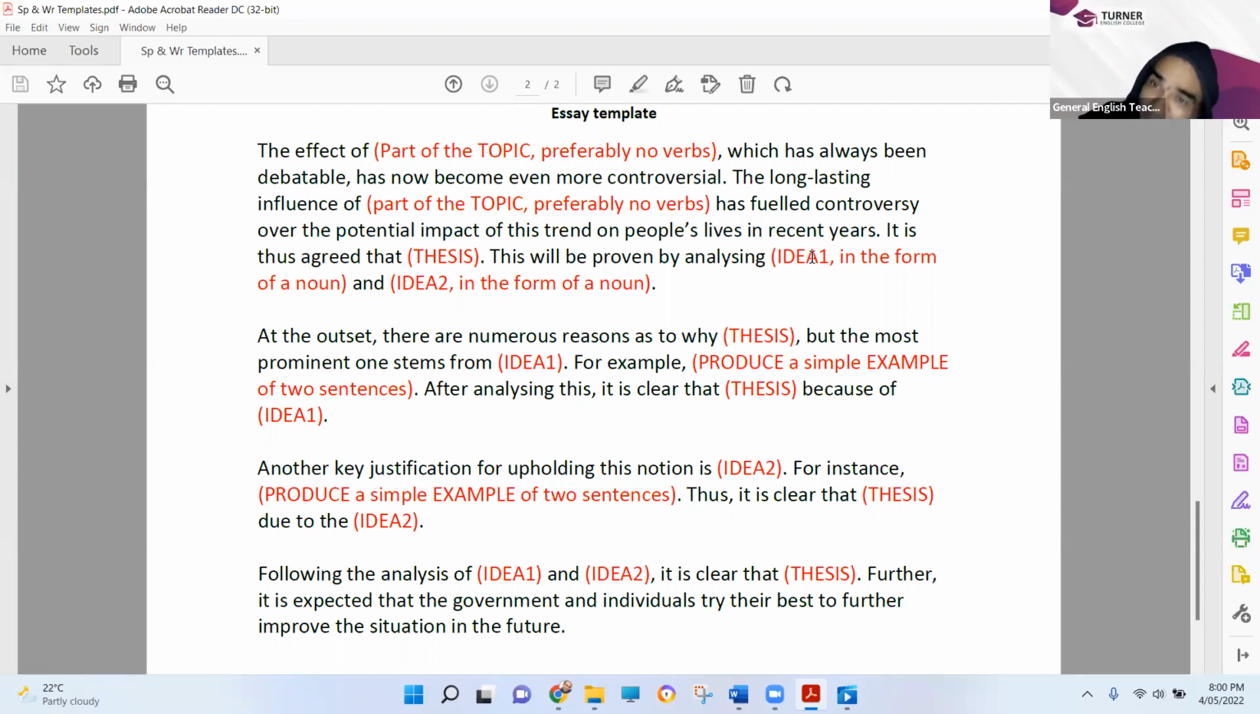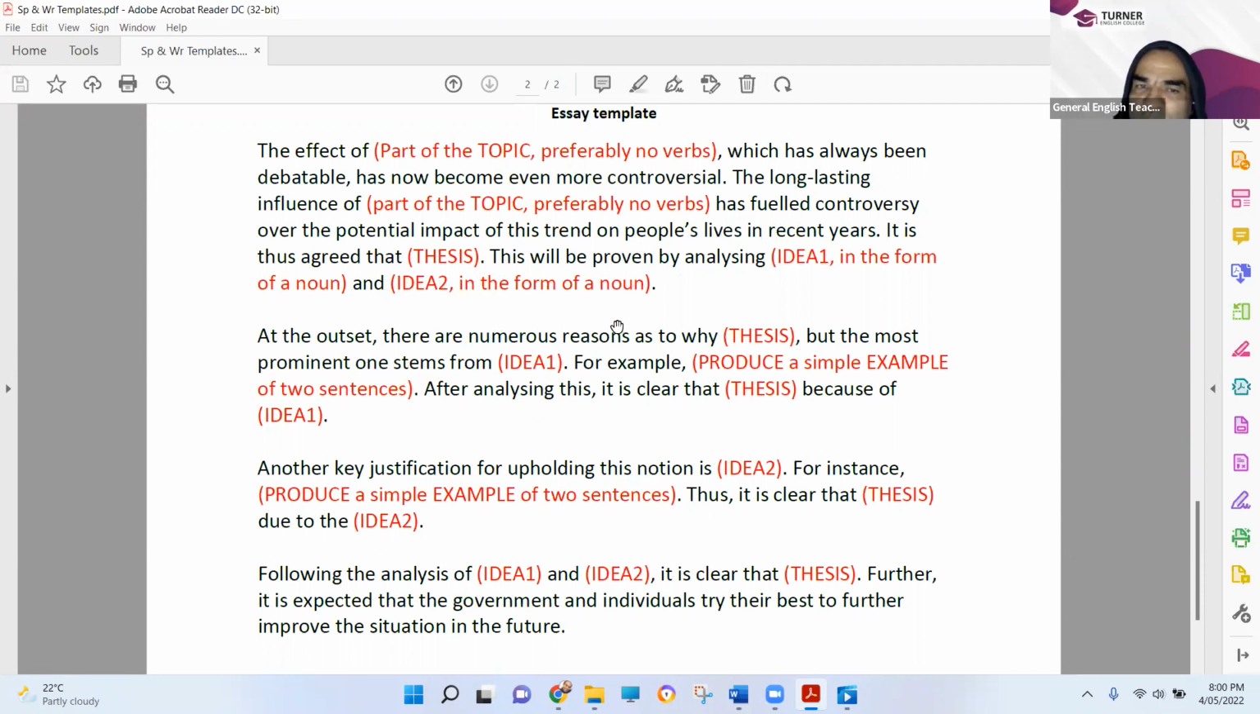So health. Now here I would say health for eyes, for instance, and the other one, environment. Why? Because the television uses electricity, for instance. So this will be proven by analyzing health and environment. So that's your first opening paragraph.